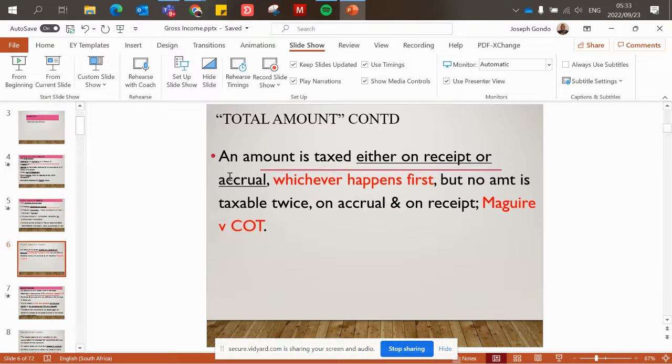And another important aspect is we tax an amount on the earlier of receipt or accrual, whichever happens first. And this was decided in Magaya versus Commissioner of Taxes.